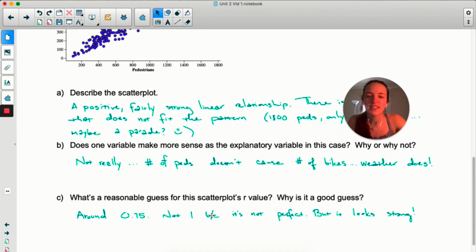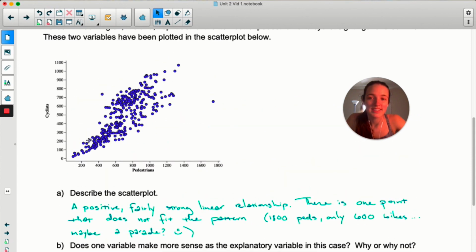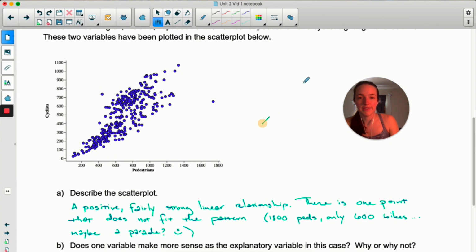And then C, a reasonable guess for R, somewhere around 0.75. Basically, you don't want to say 1 because this isn't a perfect line. The only time you would have an R value of 1 would be if every single point was on a line. And that's not the case here.